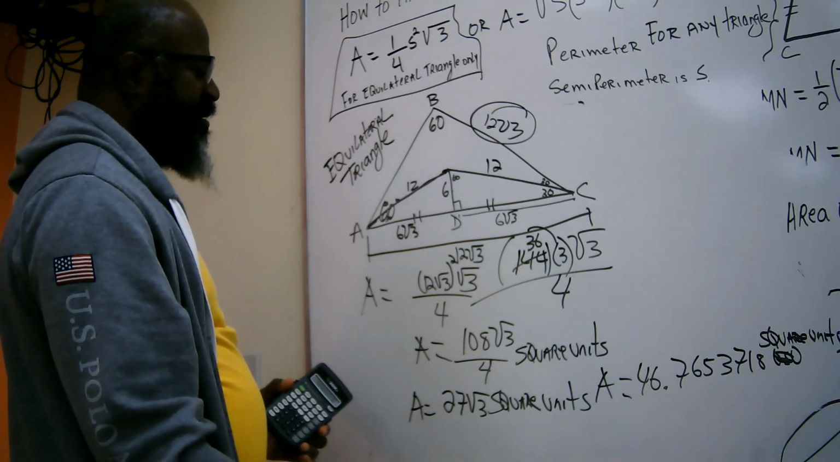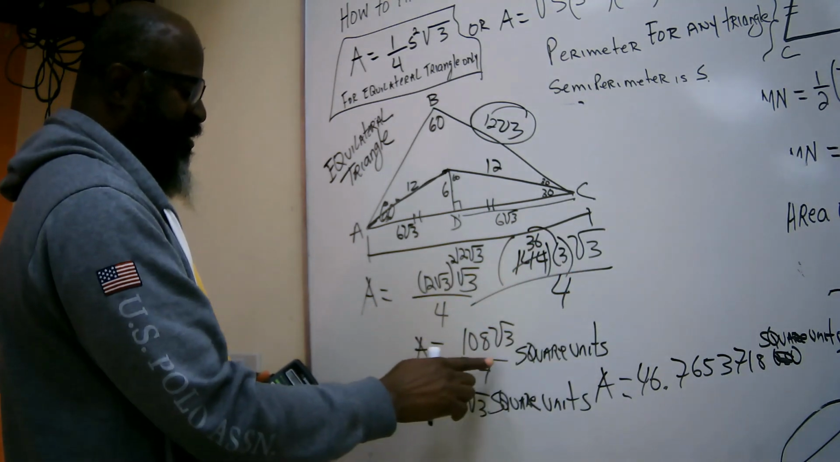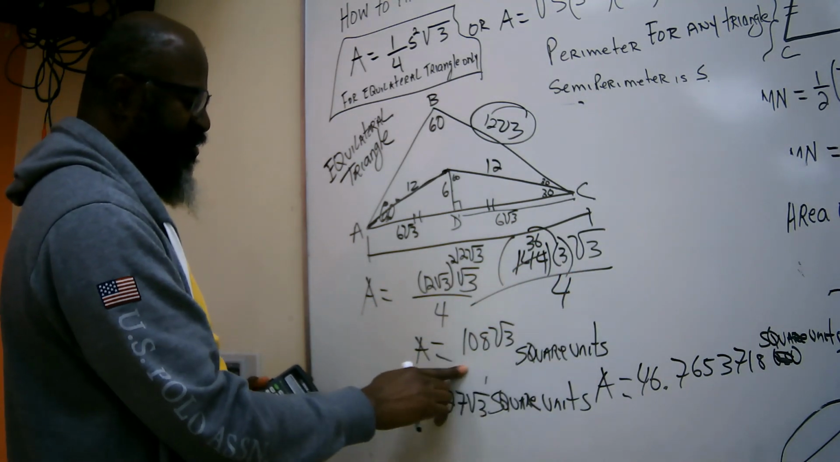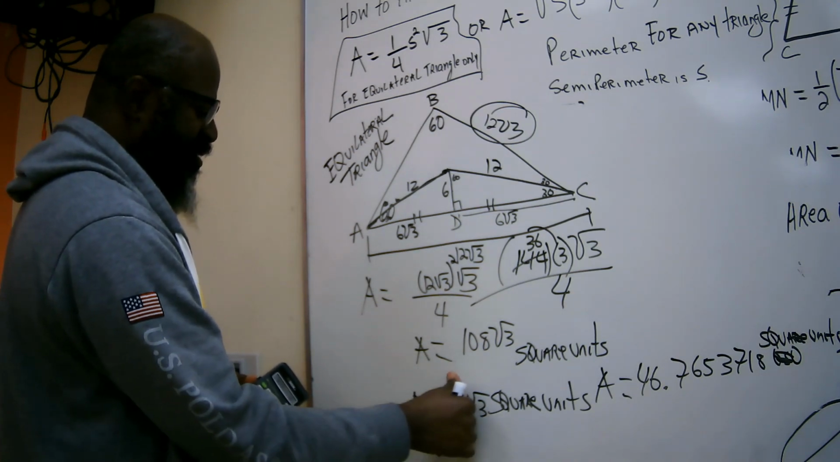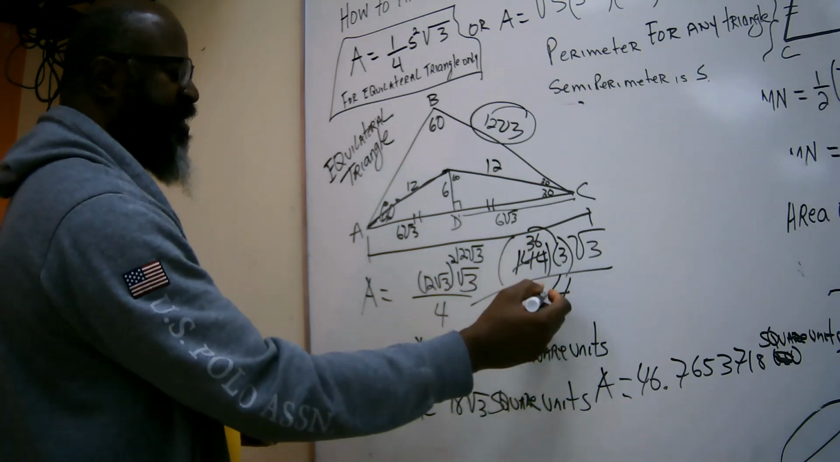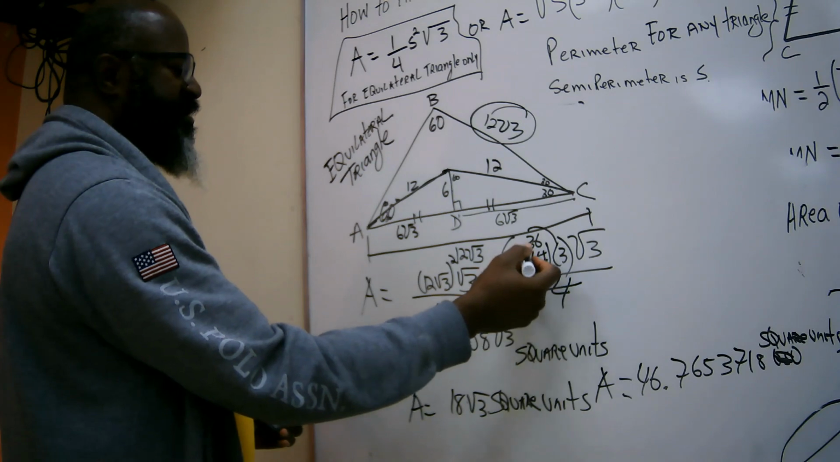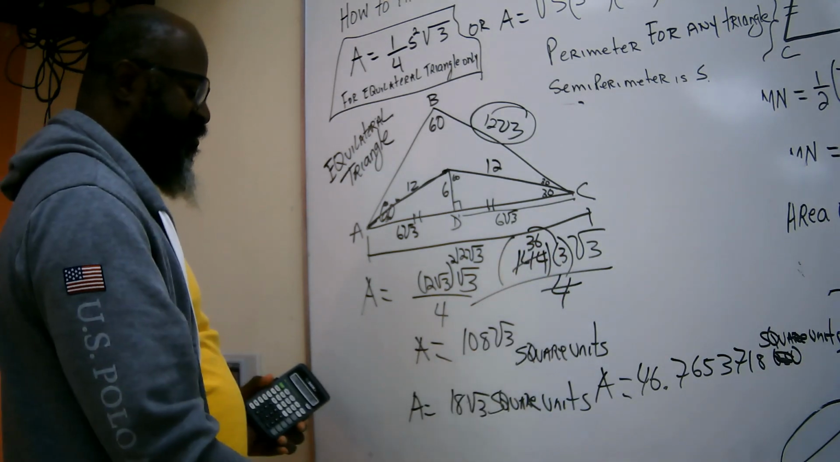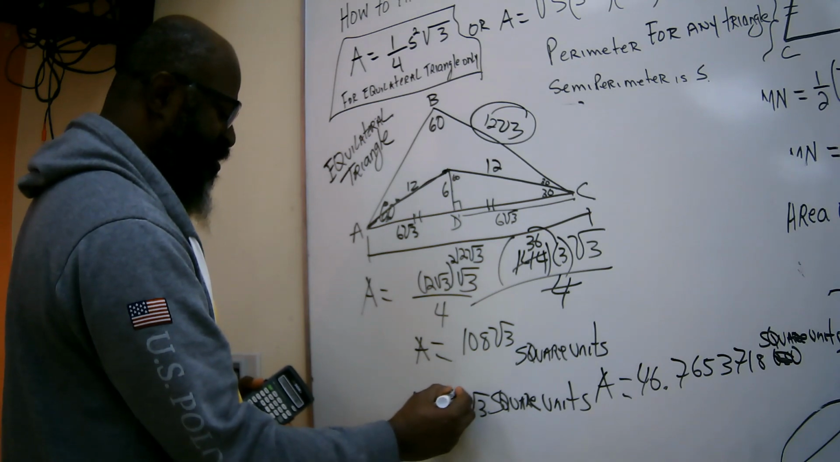That was actually the answer. You don't have to really divide by 4. That should be 108 square root of 3. There was a big mistake here. I had already canceled the 4 here. That's 36, that will give you 108 square root of 3. Right, the answer is 108 square root of 3.